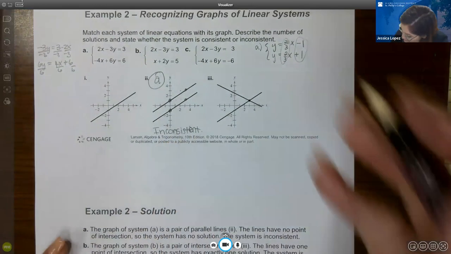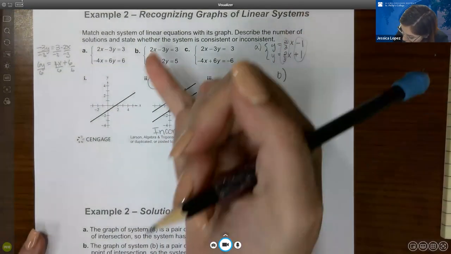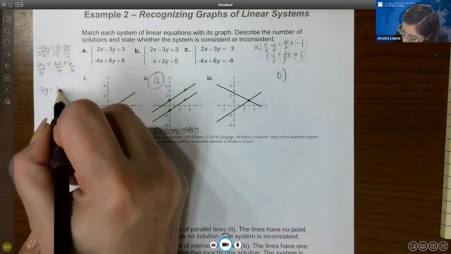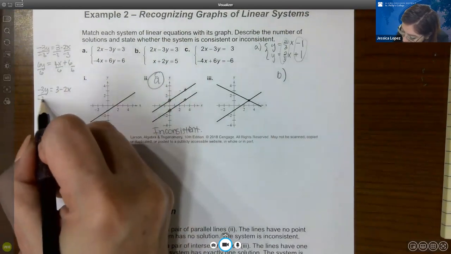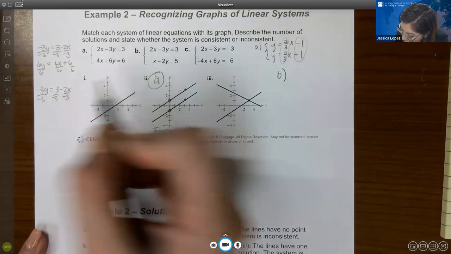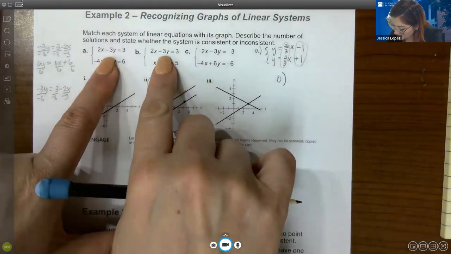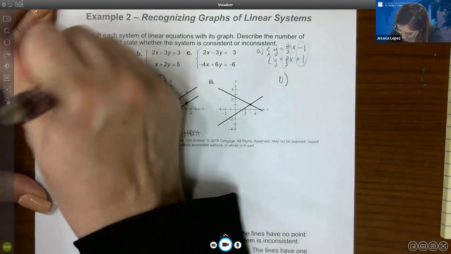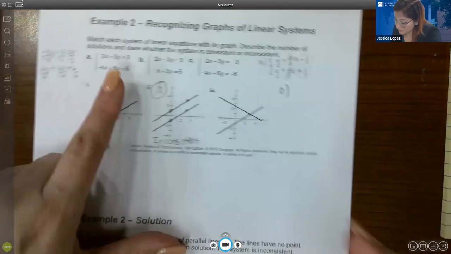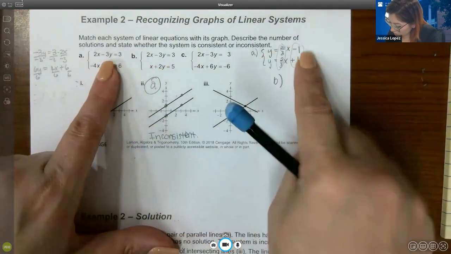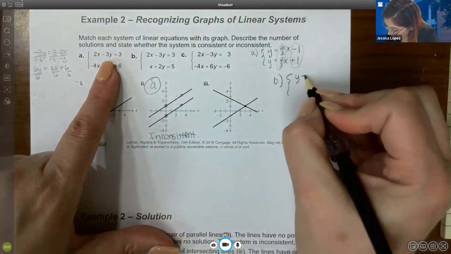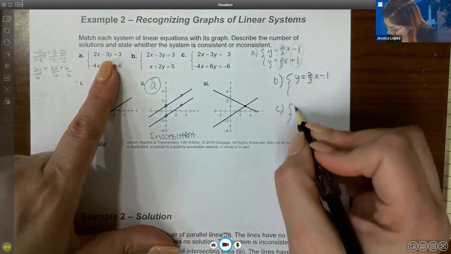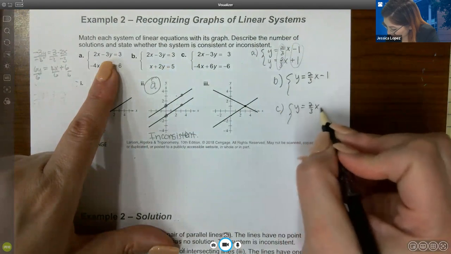Okay, let's look at system B now. If I move this 2x, it's going to be negative 3y equals 3 minus 2x. And if I divide by negative 3, well, actually, it's the same equation, isn't it? All of these have the same top equation, so I don't have to keep manipulating it. It really helps to notice patterns, right? So they're all going to have that same top equation, and even for C, the top equation is going to be the same.